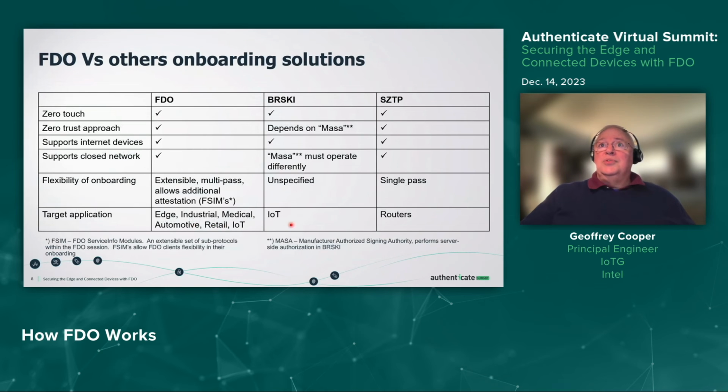Now, Bruschi was designed for IoT, which makes a lot of sense in that area. SETP was designed for routers and connectivity type devices, which makes a lot of sense in that area. And you can see that the flexibility of onboarding matches the area in which the scheme was set up.